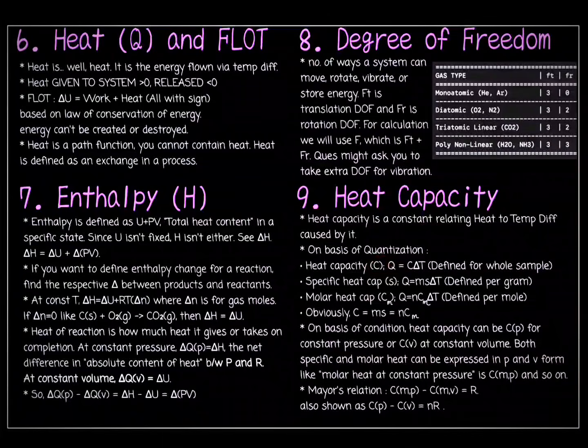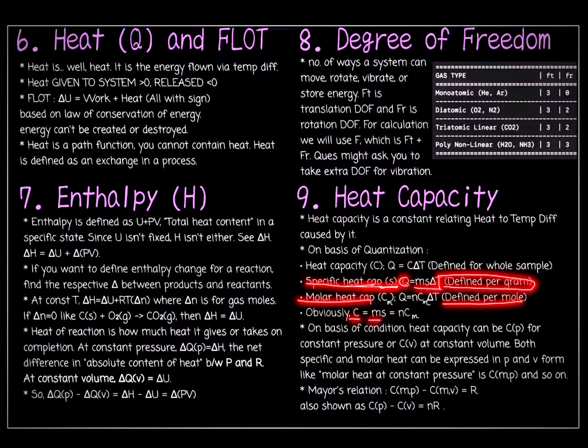It is a direct proportionality constant between heat and the temperature difference, and it is defined for the whole sample or specimen which we are observing in our system. But small s, or the specific heat capacity, Q is equal to ms delta T. Now this is defined per gram. And similarly, molar heat capacity is defined per mole. Obviously, total heat capacity is equal to mass into the specific heat capacity, which is equal to number of moles into the molar heat capacity. And you have to be very vigilant that you don't mix these terms up, otherwise the question will go wrong.